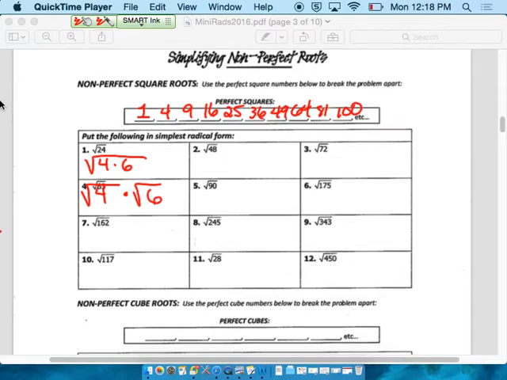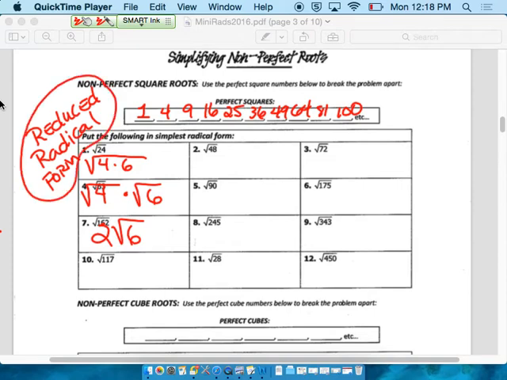My perfect square is 4. So I would think of the square root of 4 as 2 and then radical 6. That would be my simplified answer in what's called reduced radical form. So I'm not looking for a decimal answer. I'm looking for reduced radical form. And that's a skill in and of itself, being able to simplify a radical.